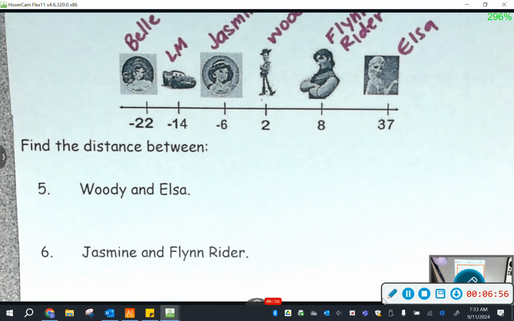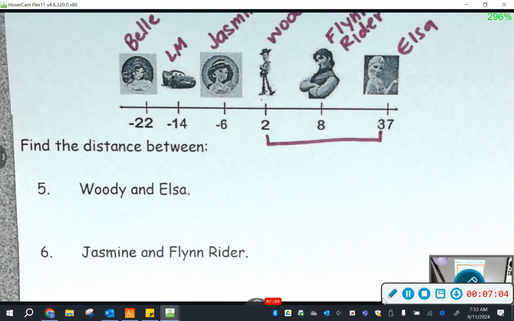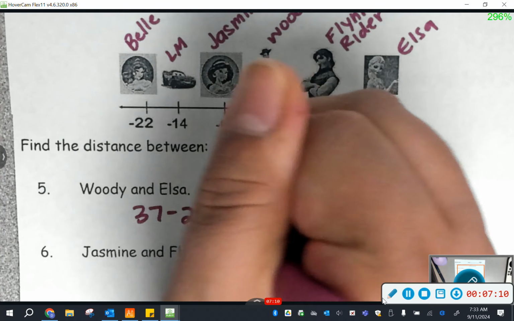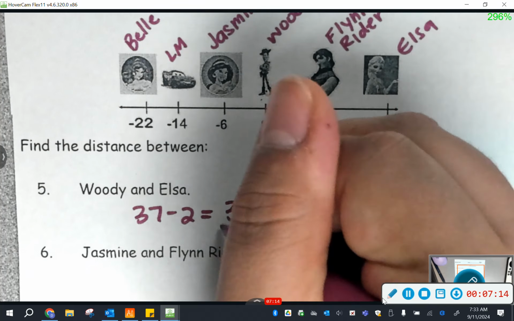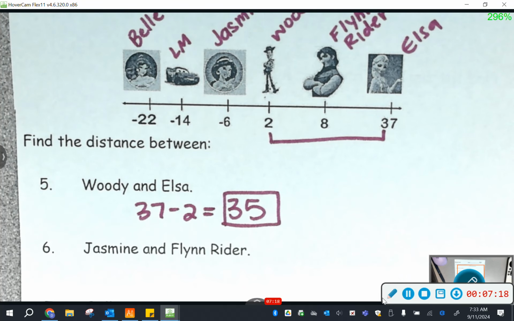So what is the distance between Woody and Elsa? Woody and Elsa are at 2 and 37. What can I do here? 37 minus 2 is, so their distance is 35. Just subtract them.